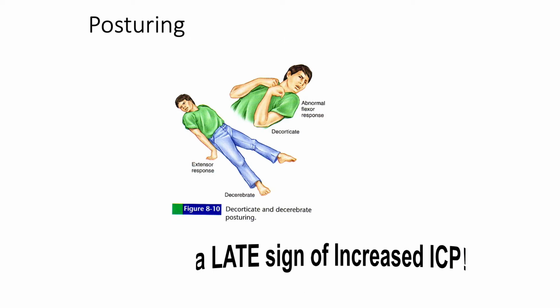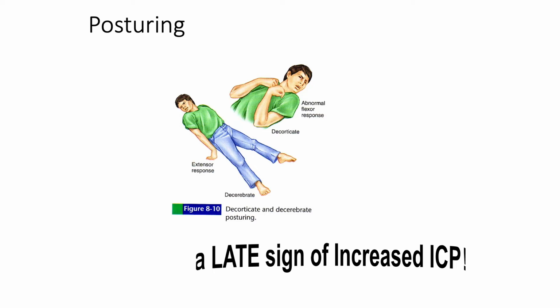So here you can see examples of posturing. Let's say you have to suction your patient's airway. That's uncomfortable, right? That's a noxious stimulus. And upon suctioning them, you notice that in response, their head turns away, their arms extend, and their hands extend, and their toes point. Those are extension postures or decerebrate posturing. And this is a late sign of increased ICP.